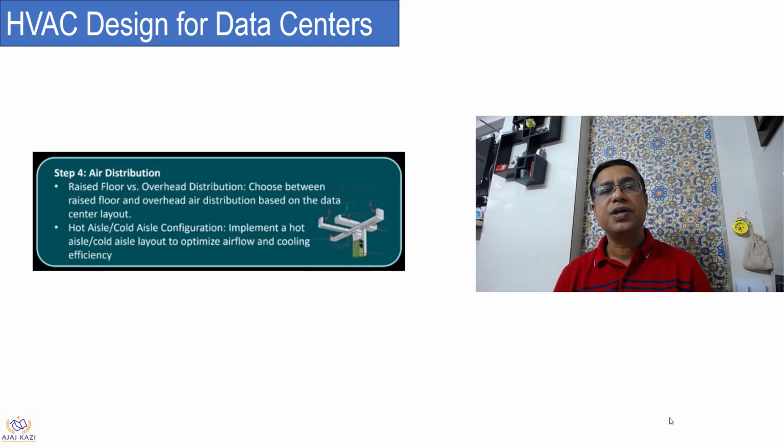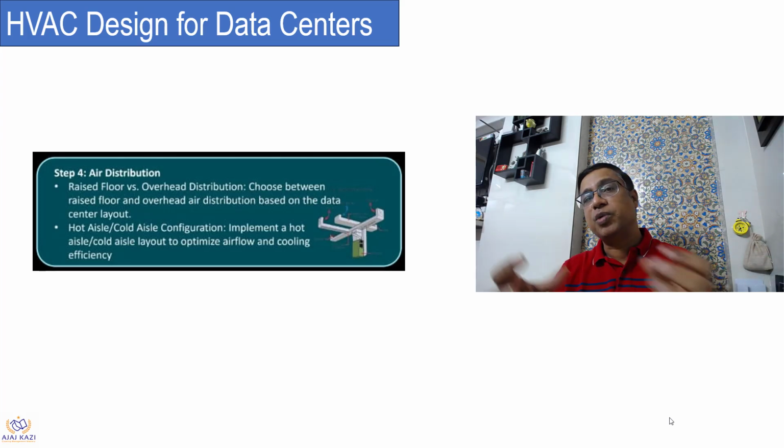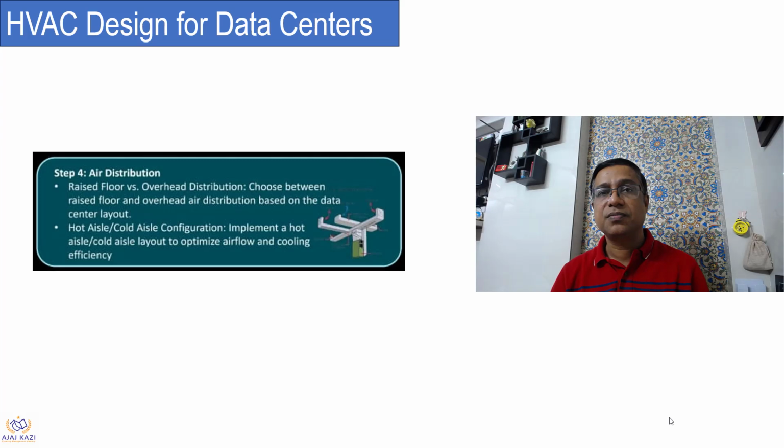The fourth step is air distribution. Most of the time these are raised floors, but even if they are not, we need to have proper air distribution, so the hot aisle and cold aisle configuration has to be understood properly. Implement the air distribution based on these hot and cold aisles. The air quantity has to be distributed where it is required, not somewhere else. The concept is a little different here.